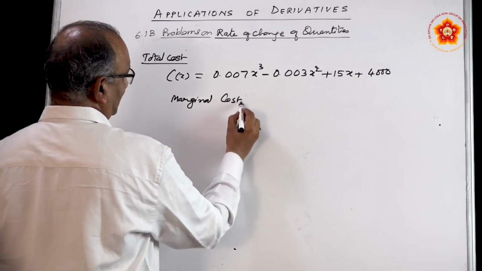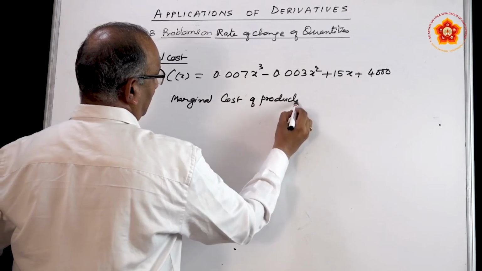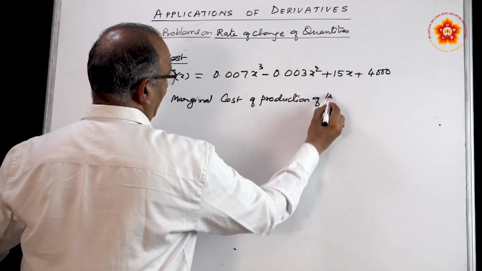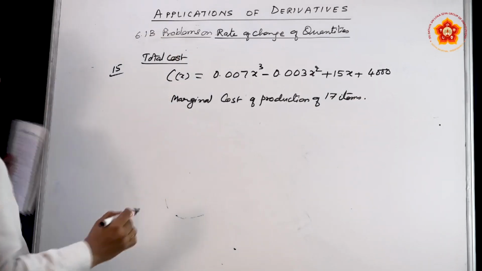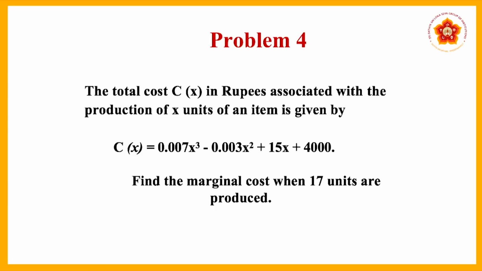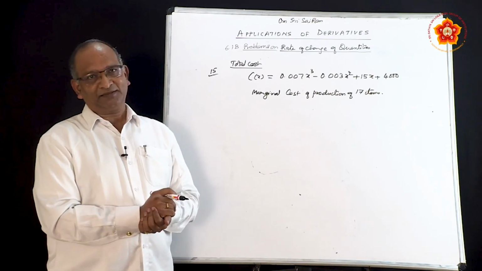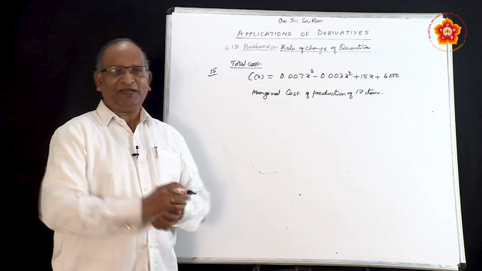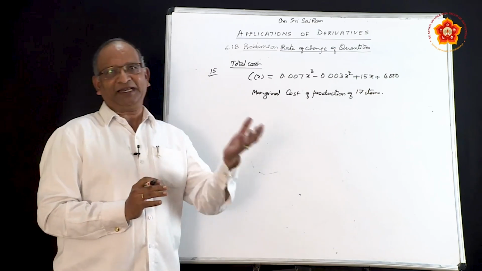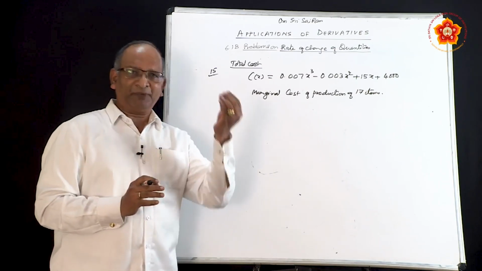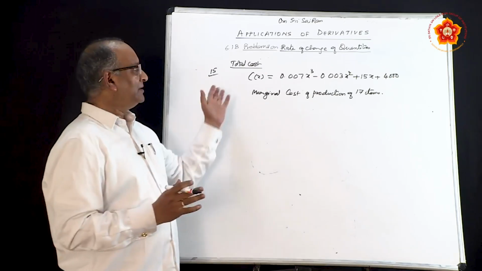the marginal cost of production of 17 items. What is this marginal cost? Marginal cost means at any given point of time, for any number of items, you can find out the cost. If you have produced 15 items, you can find out for 15 items. If you have produced only 5 items, you can find out for 5 items. It all depends upon the equation.